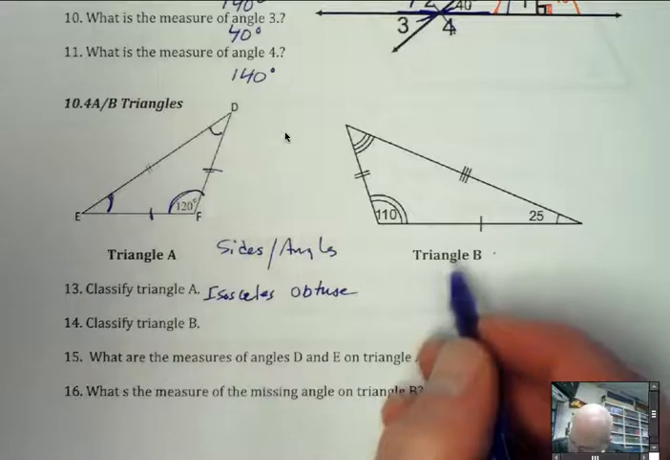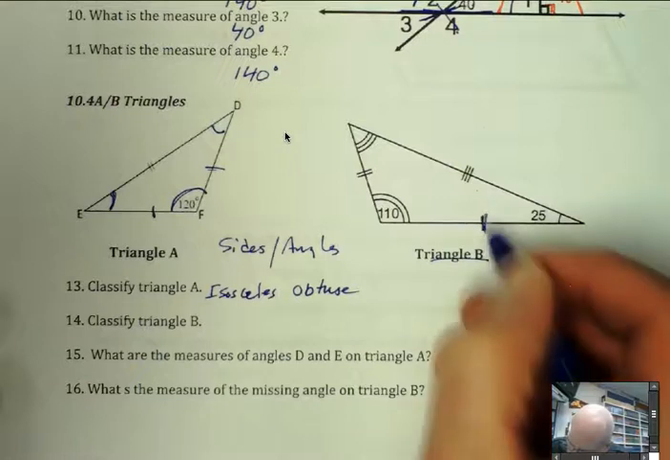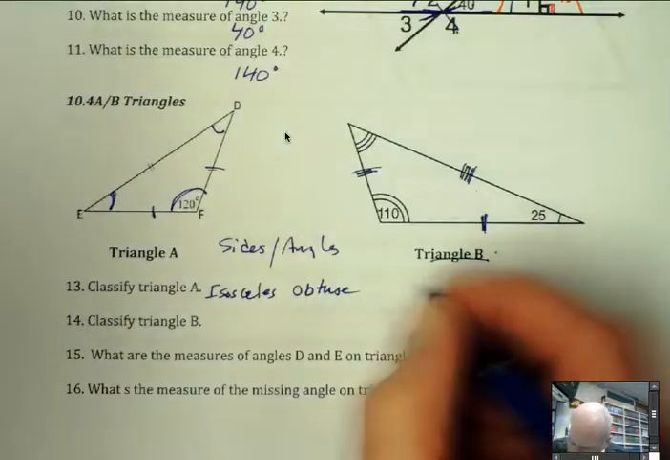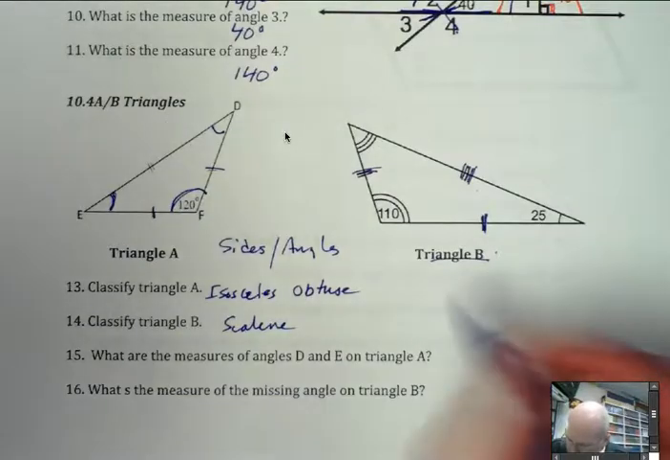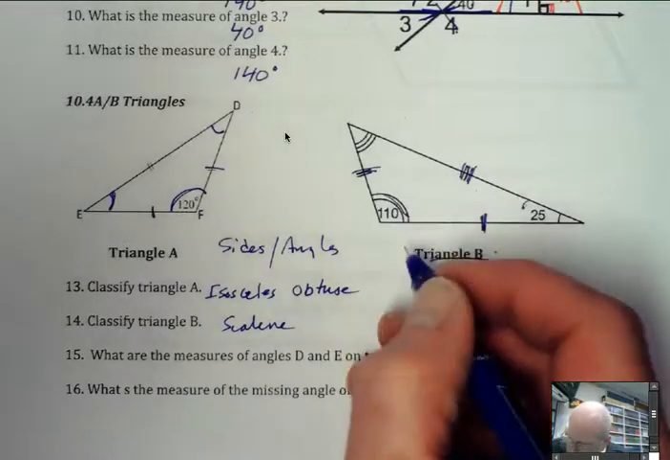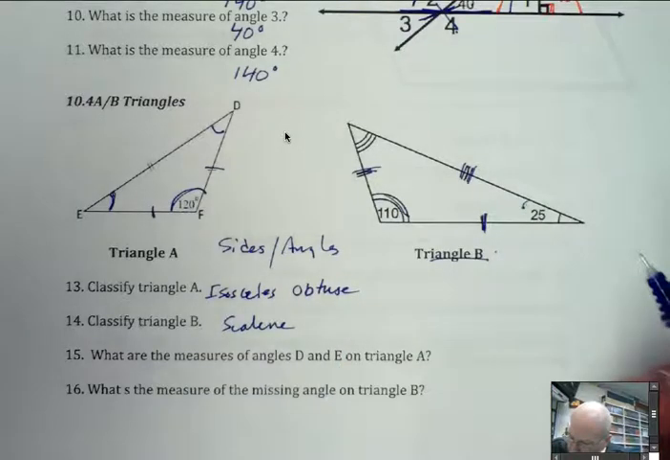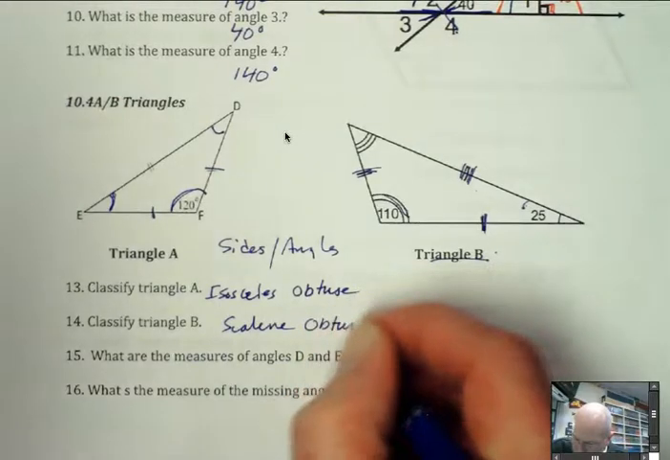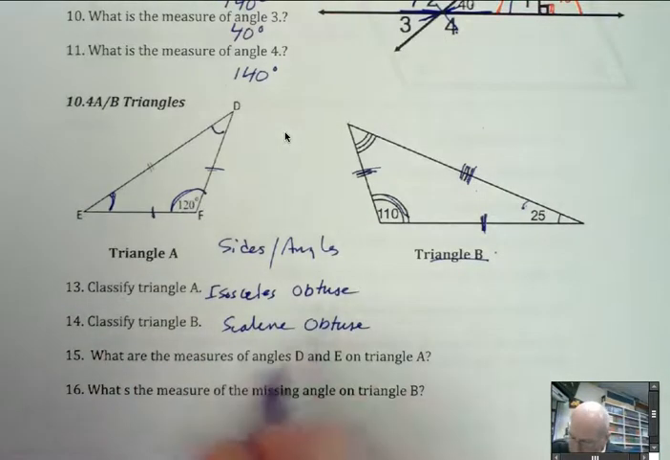Classifying triangle B over here, let's look at the sides first. There's one tick here, two ticks here, three ticks here. That means all three sides are different. So this, of course, is a scalene triangle because the three sides are different. And let's take a look at the angles. We've got a 25-degree angle here, a 110-degree angle here, and then an unknown angle there. But we have this one obtuse angle. So this is a scalene and obtuse, or you can call it an obtuse and scalene. But that's how we've classified that by both sides and angles.